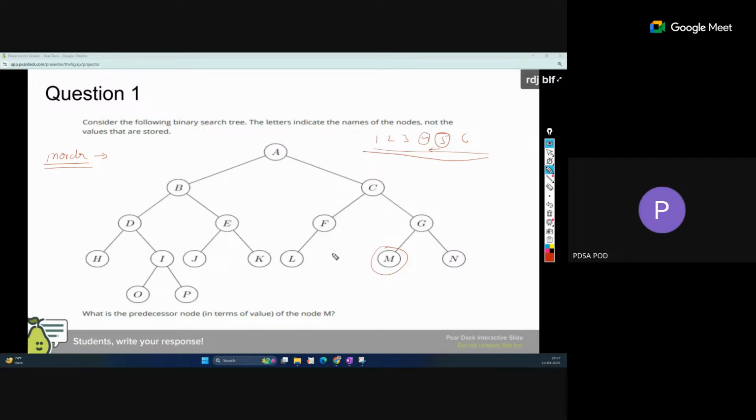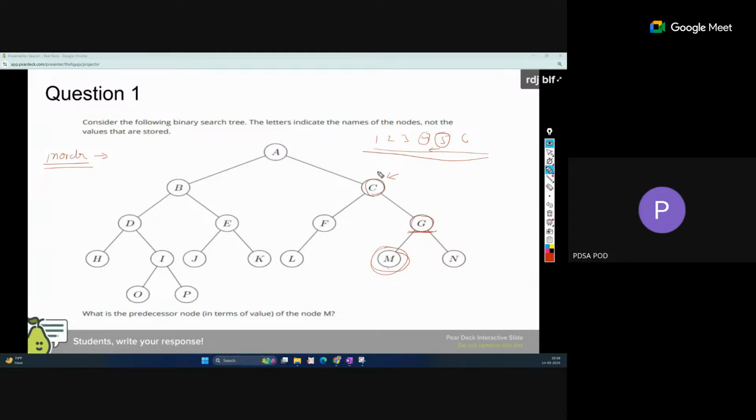C, sir. Yes, sir. Otherwise, if you have good practice on binary search tree type questions, you can definitely observe what will be the predecessor value for this. Because if you just look at this M, it is on the left side of this G. That means this M value is smaller than this G. And this G value is greater than this C. So which one will be the closest?